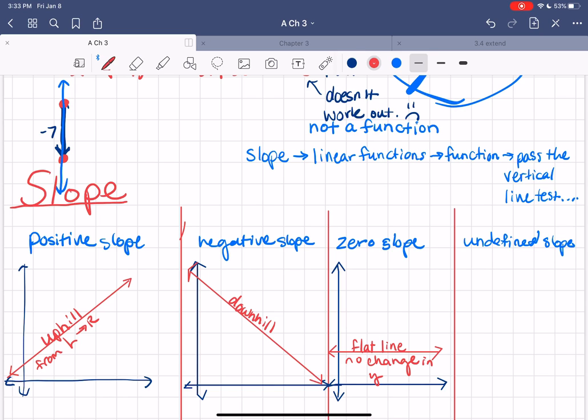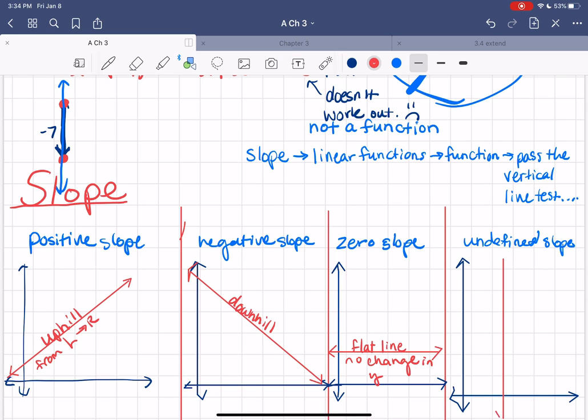And then finally, last but not least, although it is going to be for us probably least used, because you kind of can't do anything with it once you get an answer with undefined slope, is going to be the undefined slope. And that is going to be a vertical line. And the vertical line fails the vertical line test.